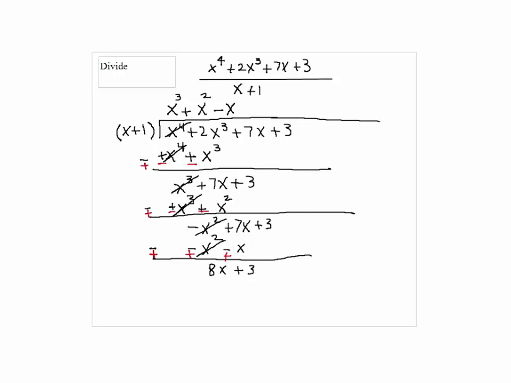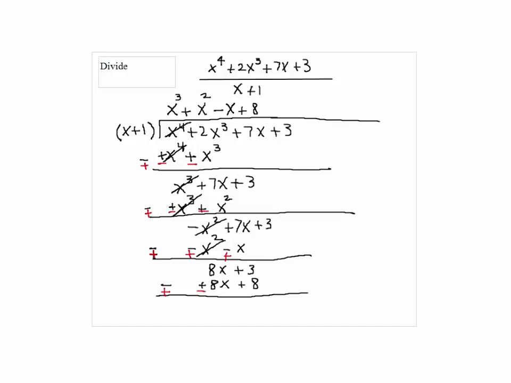Again, we are supposed to subtract to get the remainder. We're going to change the sign to its opposite sign and add instead. So we have both x to the power of 2 add up to 0. The remainder would be 7x plus 1x, which would be 8x plus 3.